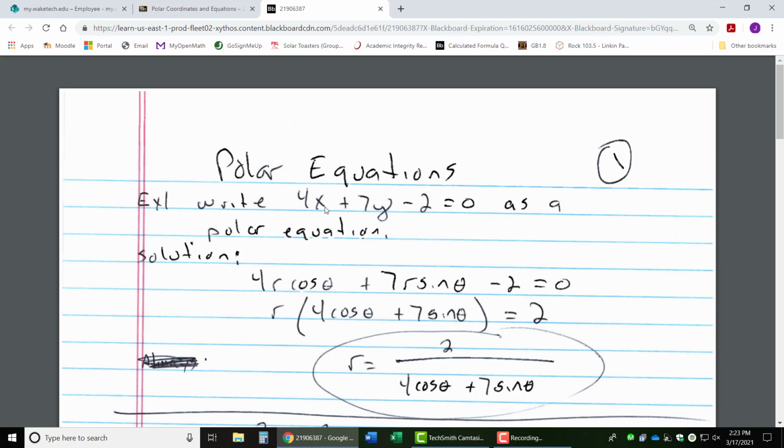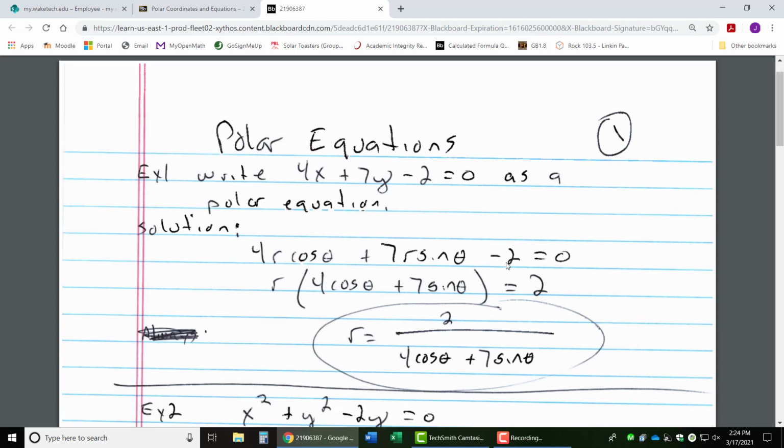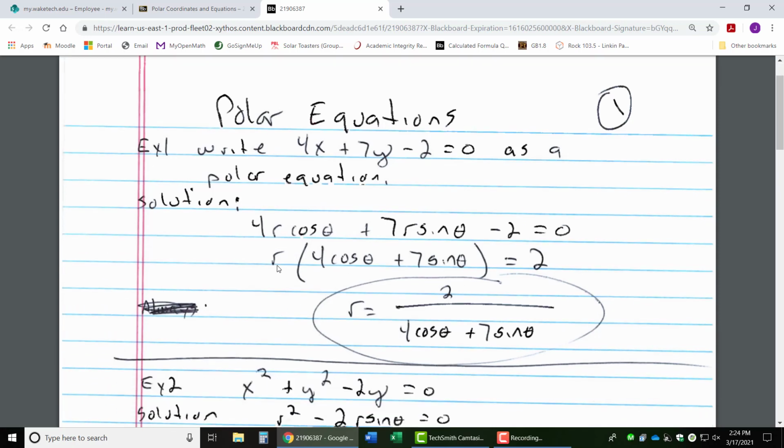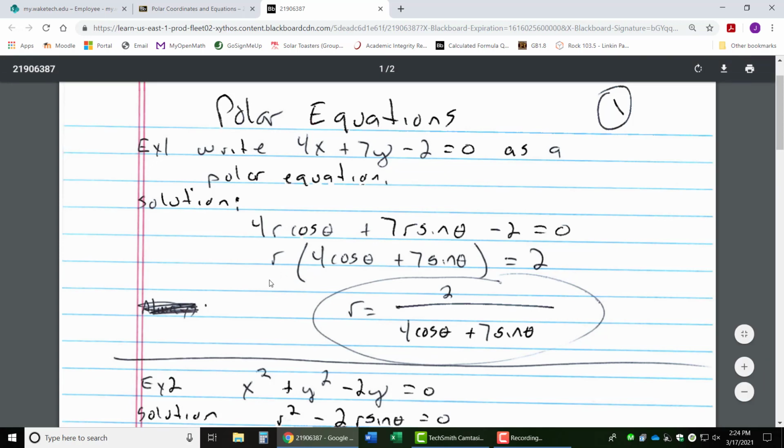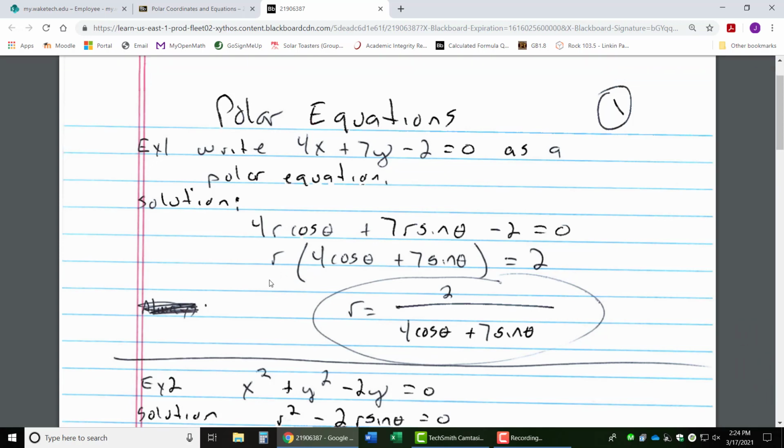So x is r cosine, y is r sine. So you just make a substitution for x and y right there. Factor out the r, divide by the portion in the parentheses, and you end up with what I got circled right there. When you are writing them as a polar equation, you should go the extra step to solve for r. So you always want to end up with an r equals.